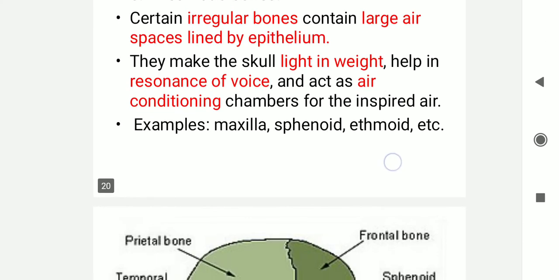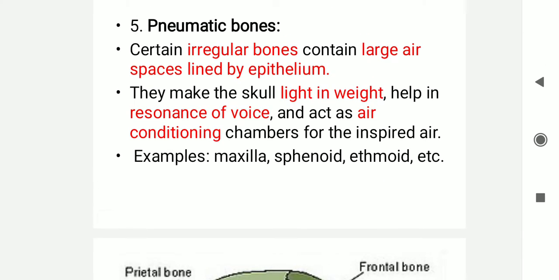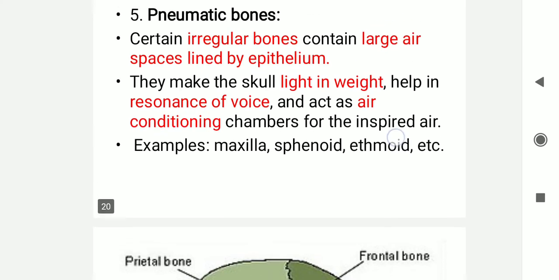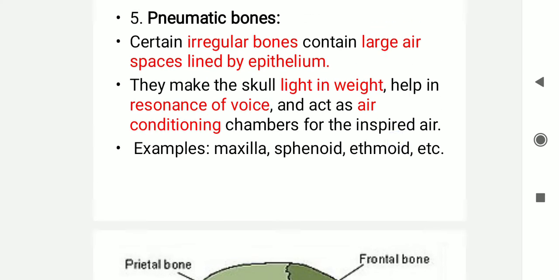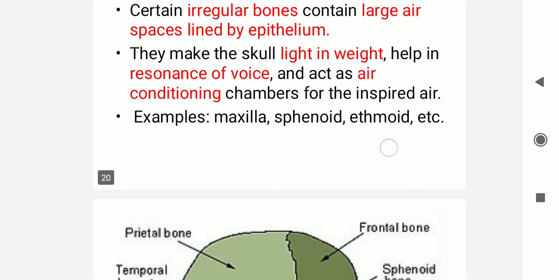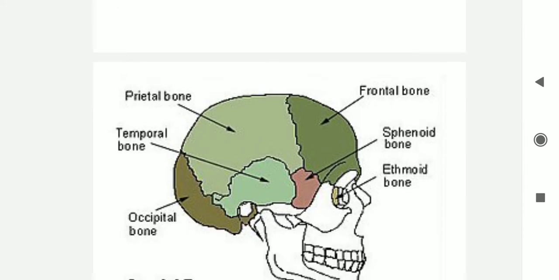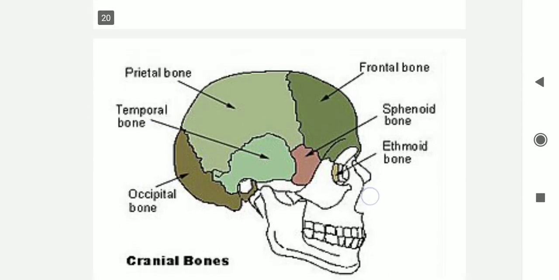Now we will discuss pneumatic bone. Certain irregular bones contain large air spaces lined by the epithelium. As we have discussed, air sinuses: frontal sinus, maxillary sinus. They make the skull light in weight, help in resonance of voice, and act as an air conditioning chamber of the inspired air. Example, maxilla. Here you can see maxilla, sphenoid, and ethmoid bone. So these are the pneumatic bones.